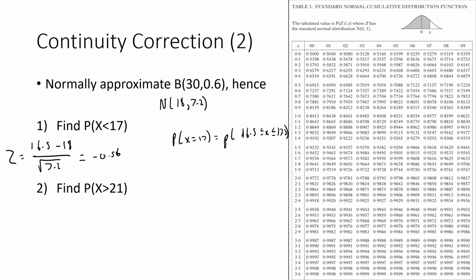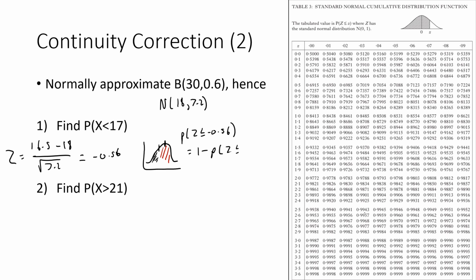What I would do here is draw the normal distribution and visualize everything. The mean will be roughly here, 16.5 will be roughly here, and I want to find this area here. I can find the opposite area and do 1 minus, and that's what I'll do because it's a negative number. The table is only for positive numbers. So the probability of z being less than or equal to negative 0.56 is equal to 1 minus the probability of z being less than or equal to 0.56.